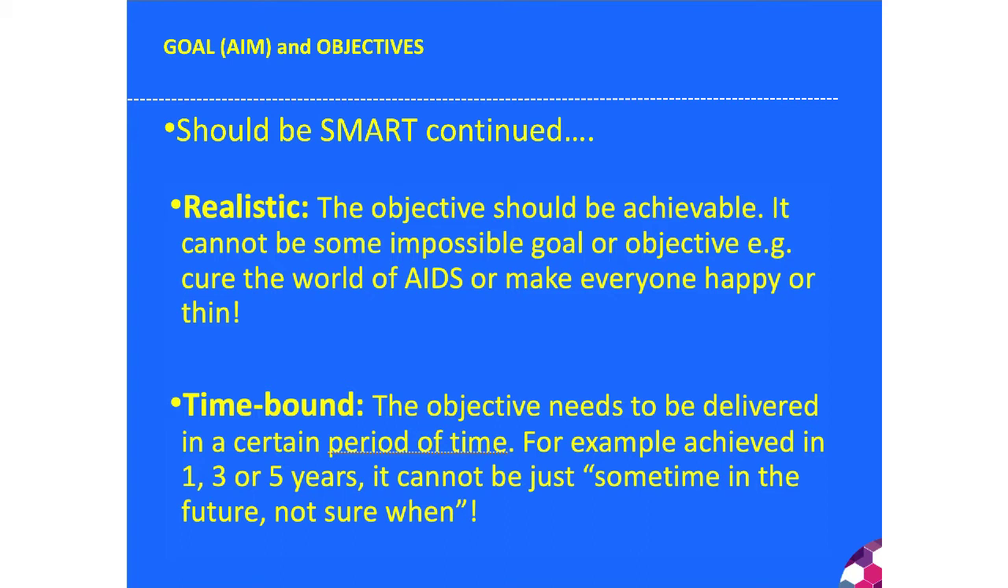Time bound: they need to be achieved in a specific time frame, often 1, 3, 5 years. It cannot be something like just sometime in the future, or we're not sure when, we'll just carry on and keep the project going forever and ever and hope that our project will be successful at some point in time. No, our objectives need to be realistic and occurring within a specific time frame.